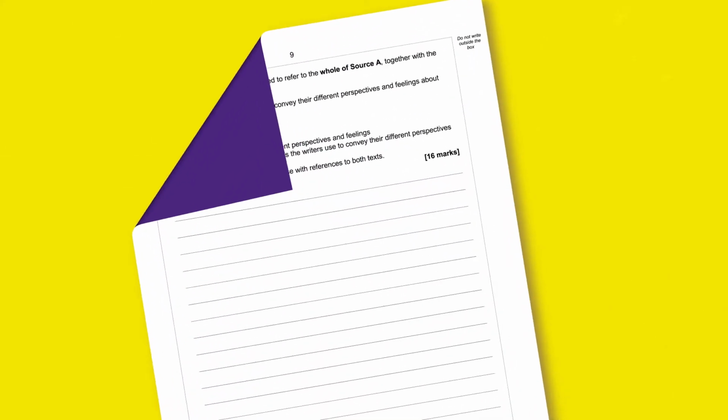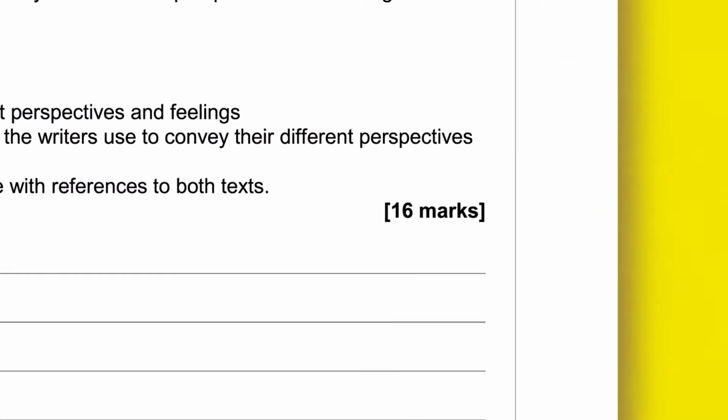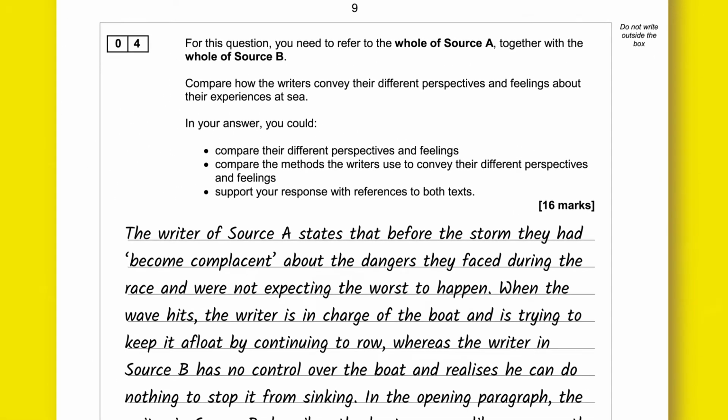Using this method, you're more likely to identify comparisons between the texts and show that you understand them. Now we have a good understanding of what you need to include in your answer, what does this look like in an exam? Let's look at an example. For this example, we'll look at part of an answer which achieved between 9 and 12 marks.